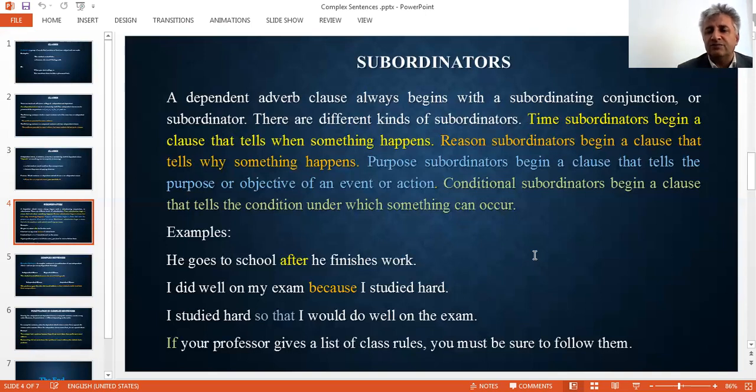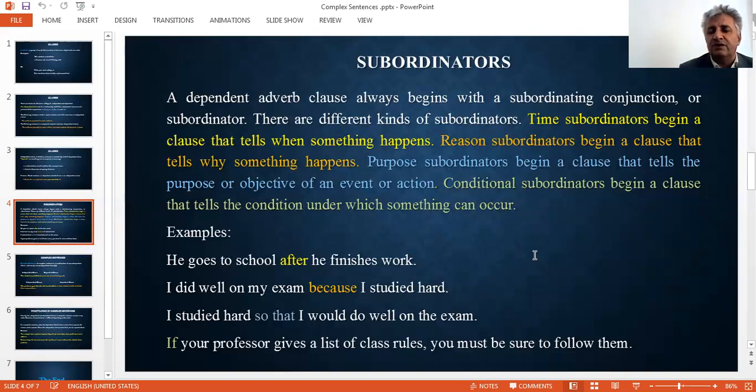Reason subordinators begin a clause that tells why something happens. In the second example, I did well on my exam because I studied hard. So the reason for doing well on the exam is studying hard. So before the reason, we have used a reason subordinator here, because.